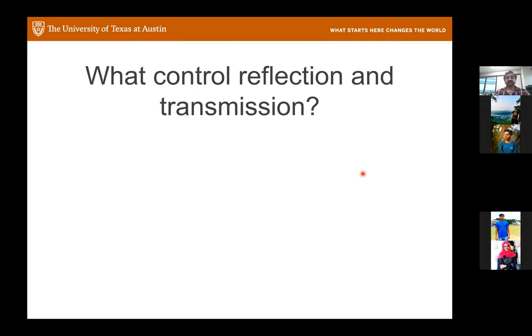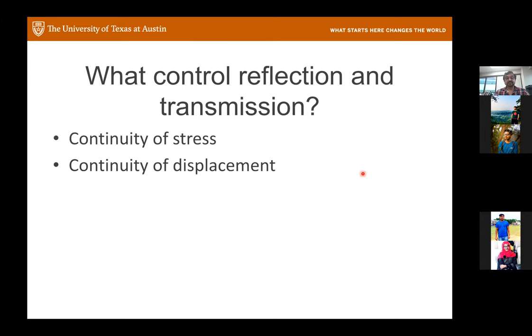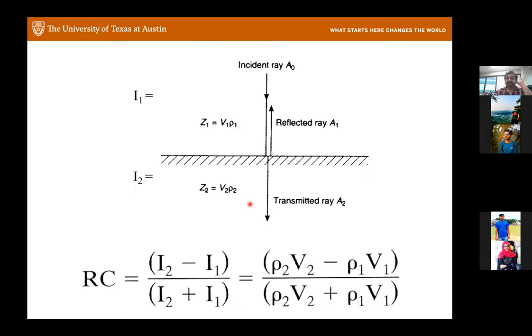So for reflection and transmission, as I told you yesterday, a part of the energy gets reflected and a part gets transmitted. So what is the amount of energy that gets reflected? This is given by boundary conditions. That also I mentioned yesterday, which basically means continuity of stress and continuity of displacement. Using that concept, we can calculate the reflection coefficient. For normal incidence, this is given by the contrast in acoustic impedance. Here we have V1, rho 1. Here you have V2, rho 2. And this is basically (I2 minus I1) over (I2 plus I1). So you can see that the reflection of a reflected wave, at normal incidence or any other incidence, depends not only on velocity, but also on density, okay?